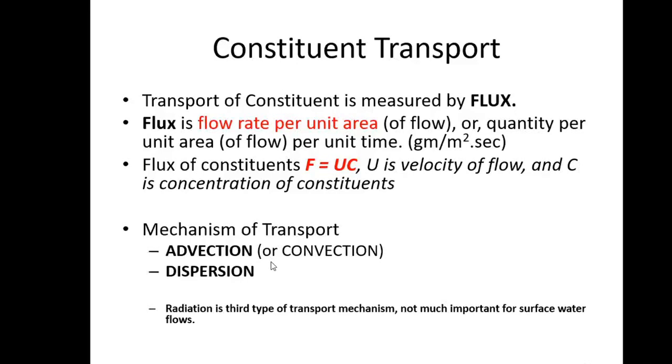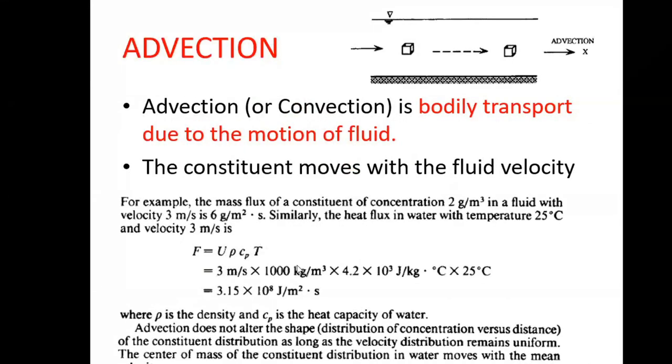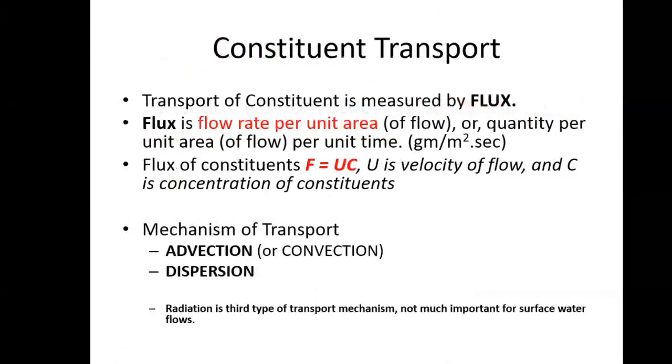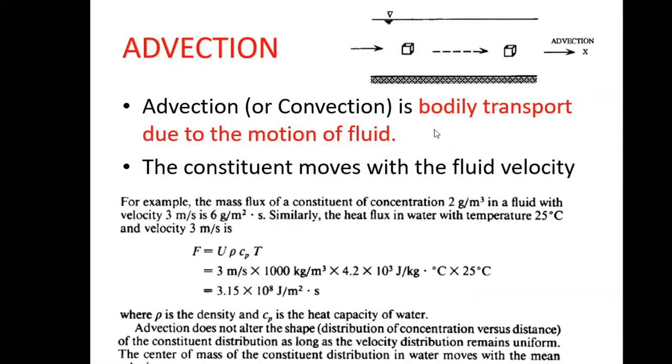But for the nutrients, which are measured in terms of mass or grams per kg, advection and dispersion are important. And we will see that dispersion is more important as compared to advection. So what is advection and what is diffusion or dispersion? Advection is bodily transport. Advection transport occurs because of the bodily transport due to the motion of the fluid. If a constituent moves from one place to another along with the moving fluid, we say this is advection.